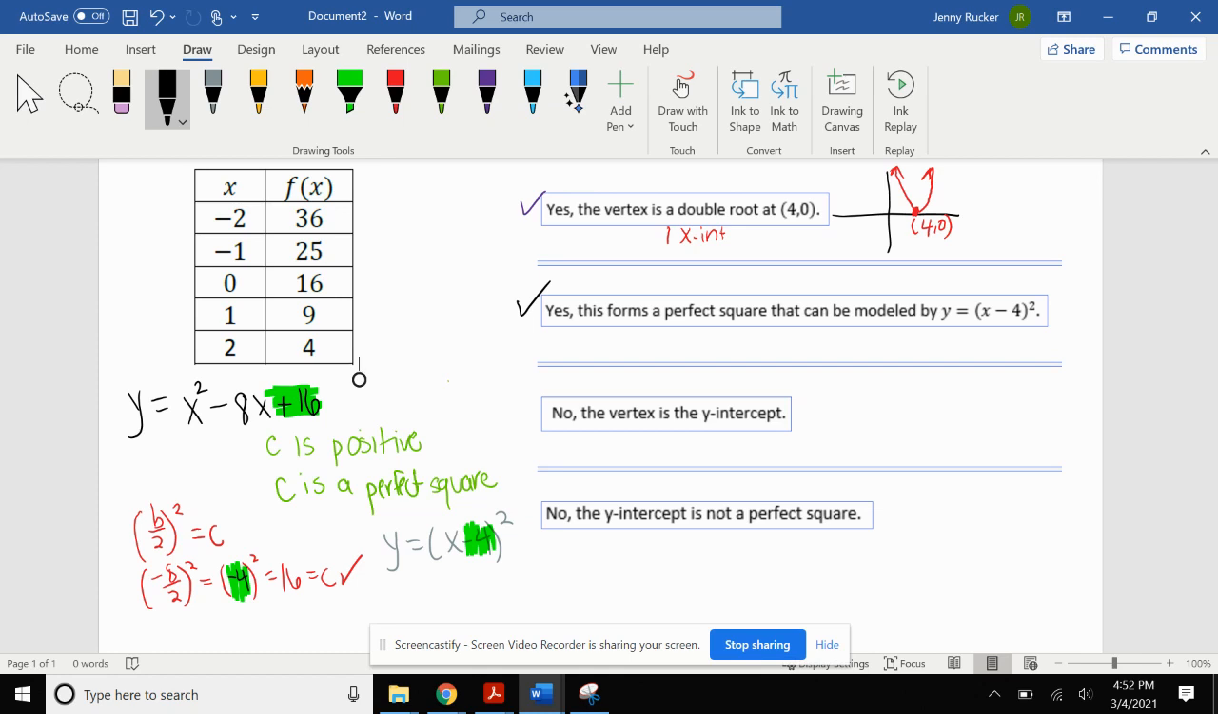The vertex is definitely not the y-intercept, it's the x-intercept. And here our y-intercept is not a perfect square, that is false. 16 is a perfect square because it's equal to 4 squared, okay?